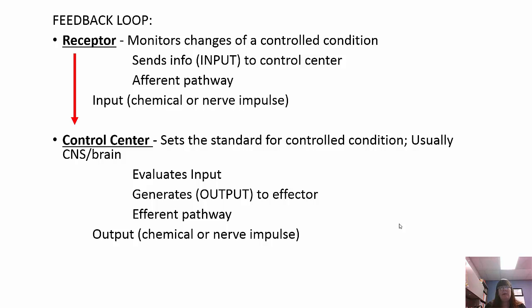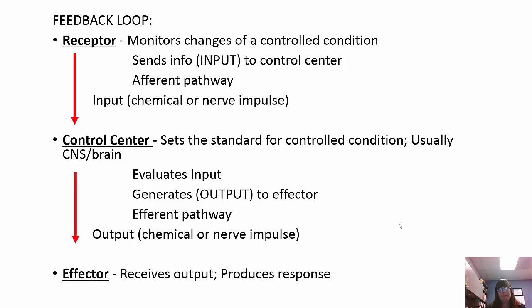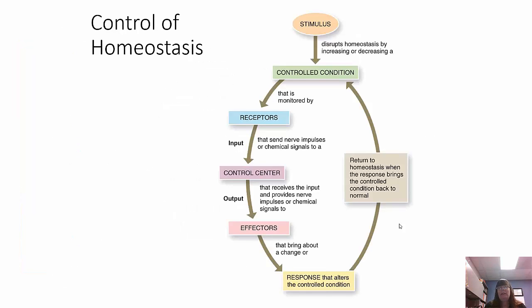And again, the output can be a chemical or a nerve impulse. So you have the input coming in through an afferent pathway from a receptor, sends it to the control center, and then an output or a response through an efferent pathway to an effector. There you go. So this is just a chart showing you the stimulus, the controlled condition, receptors pick up something's changed, send it to the control center, sends a response through the effectors, and we return to homeostasis.